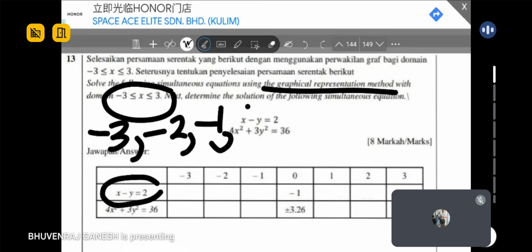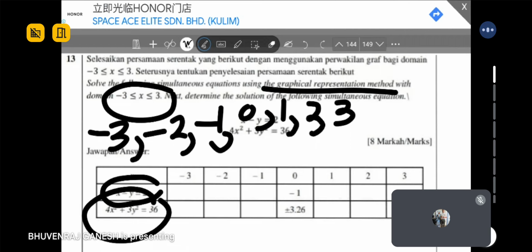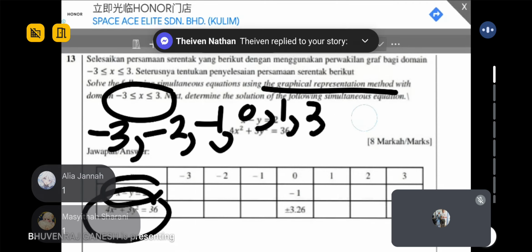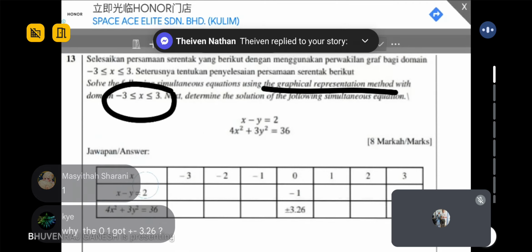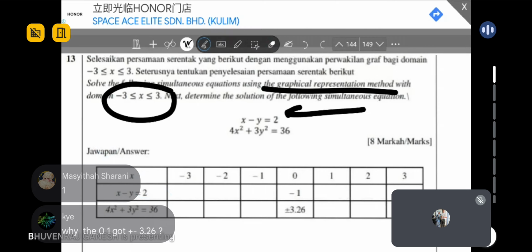Boleh faham tak, guys? You just sub any value in this range. Means that kamu ada 7 nilai yang boleh. You can sub either one of these value in both of these equation. Okay? To get your y value. Dapat nilai y. Can you all understand? One or two? Satu atau dua? So this is the method. Sangat senang saja. Okay? So may I know this equation, how does this graph look like, guys?